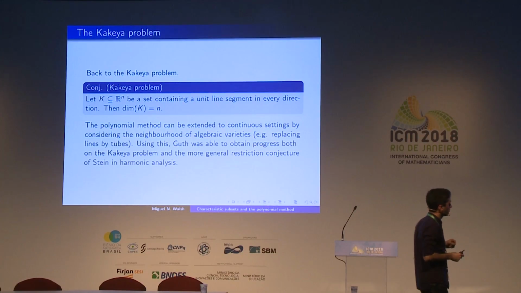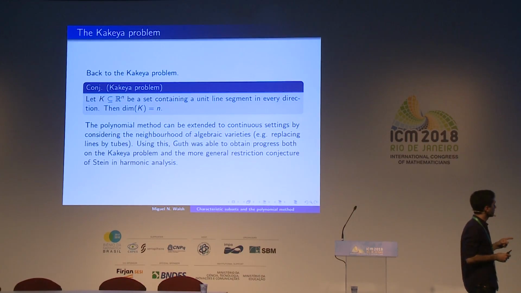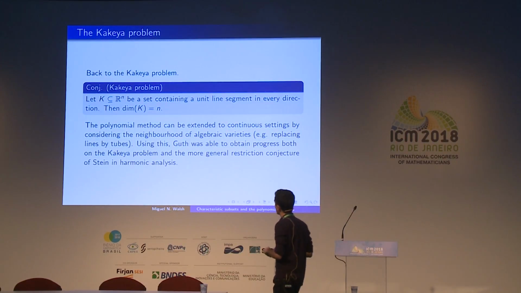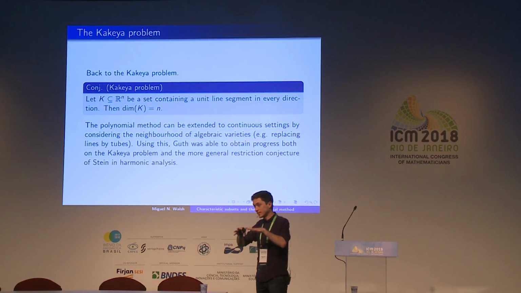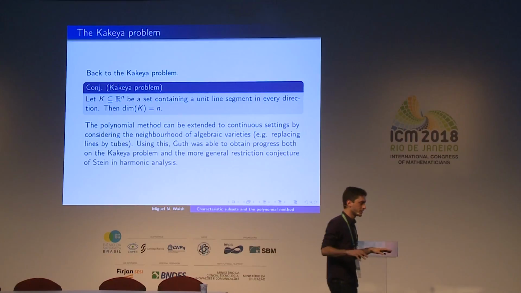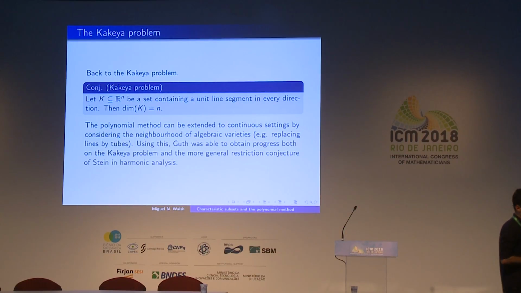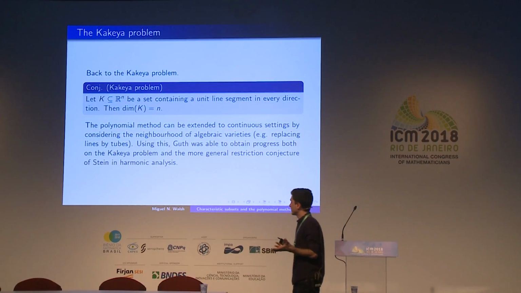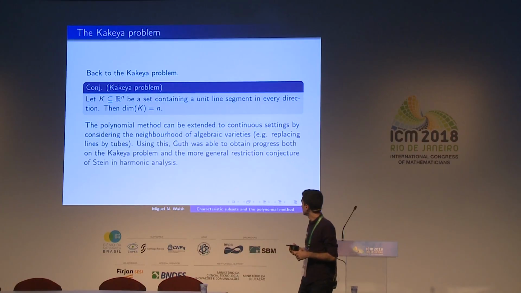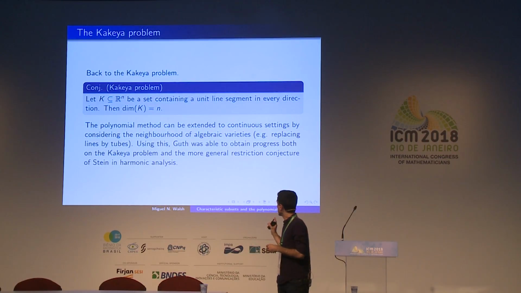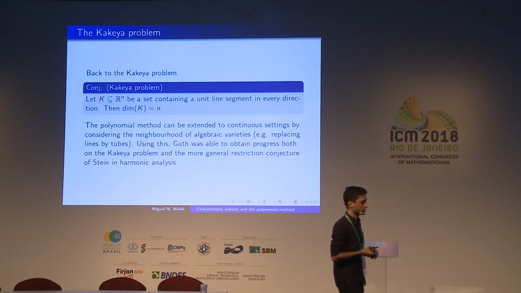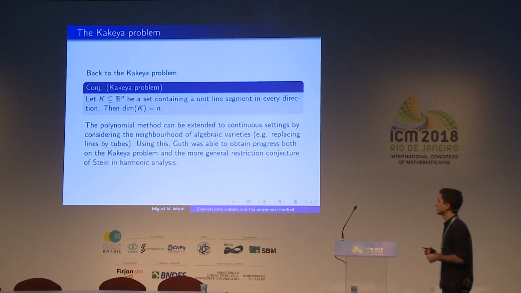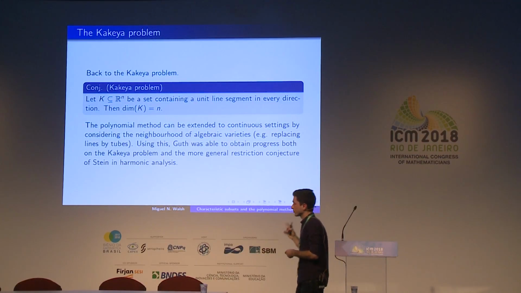It can be extended to continuous settings by considering the neighborhood of algebraic varieties, that is, for example, replacing lines by tubes. In fact, the Kakeya problem can be rephrased as a question about incidences between tubes. And using this, adapting the tools of the polynomial method to this continuous setting, Guth was able to obtain progress both on the Kakeya problem and the more general restriction conjecture of Stein in harmonic analysis. So there's a famous conjecture of Stein, the restriction conjecture, that among its consequences has the Kakeya problem. And these methods also extend to deal with that.